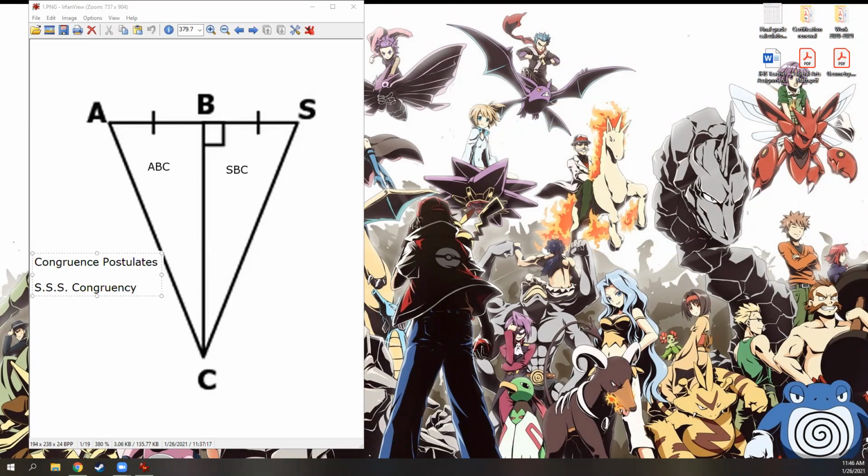All right. But yeah, SSS congruency. Now, this may blow your mind. SSS stands for, you ready for this? Side, side, side. Simple, right? So if you can prove that three sides are equal to three other sides on another triangle, equal in measurement and everything else, then they're congruent, as in they're the exact same triangles in two different places. So that's SSS. There's also SAS congruency.